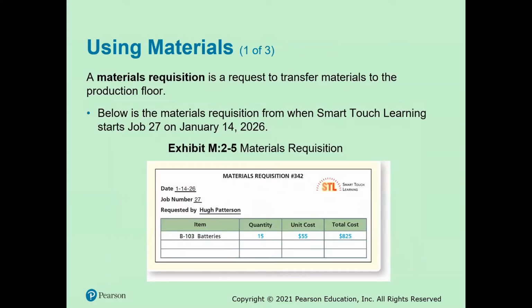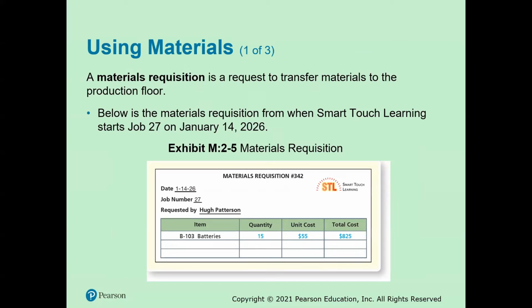When Smart Touch starts Job 27, they started on January 14, 2026. The production team requests materials for the job by filling out a materials requisition, as you see here in Exhibit 2-5. A materials requisition is a request. It is a request for the transfer of raw materials to the production floor.